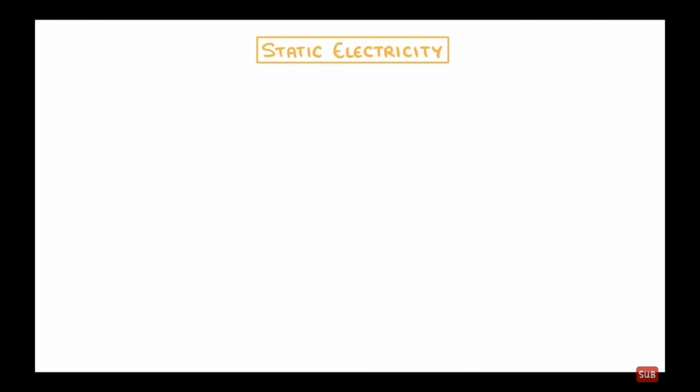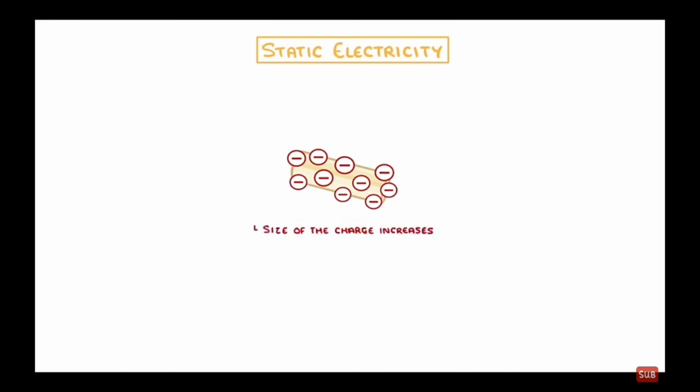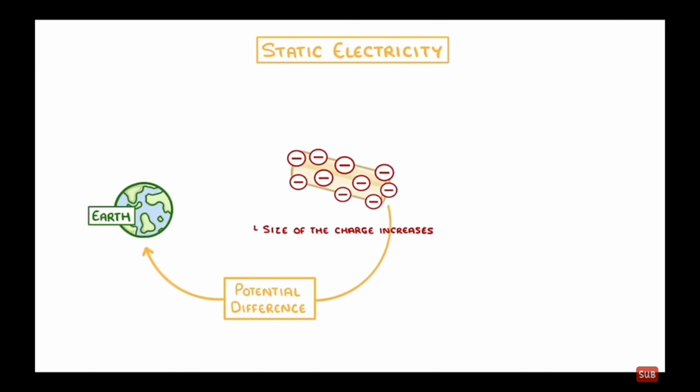The next thing we need to look at is what happens if an object keeps on gaining negative electrons. As more and more electrons are transferred, and the size of the charge increases, a potential difference will develop between the charged material and the Earth, or any earthed object like us. Because remember, earthed objects are always at 0 volts.